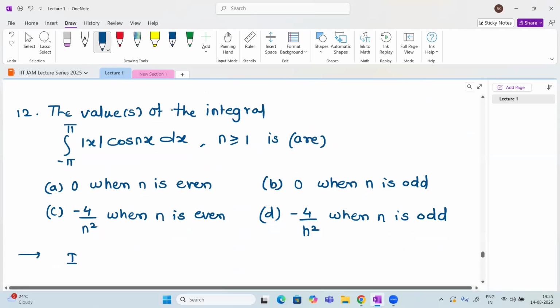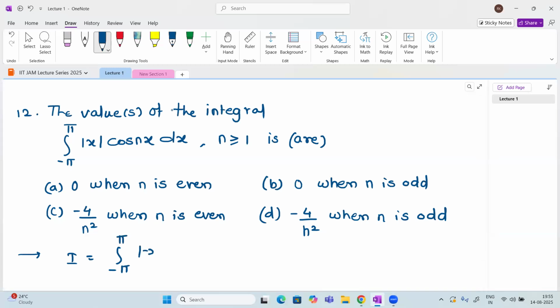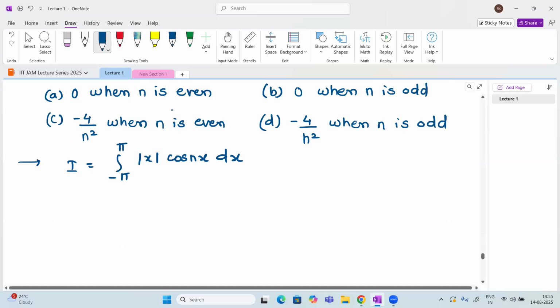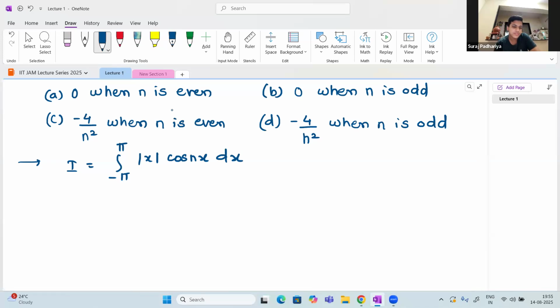Let me write first. I is equal to integral from minus pi to pi of mod x cos nx dx. Tell me how to solve this problem. Try to change the limit first, considering it as an even or odd function first.